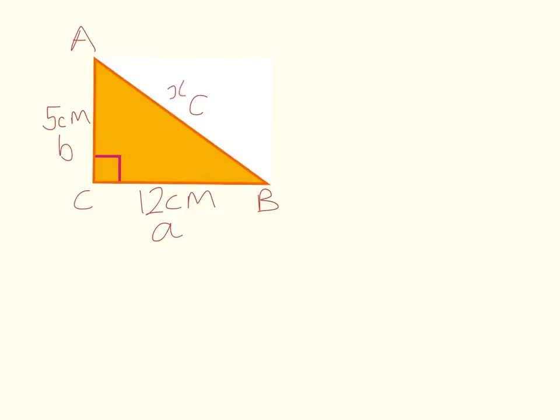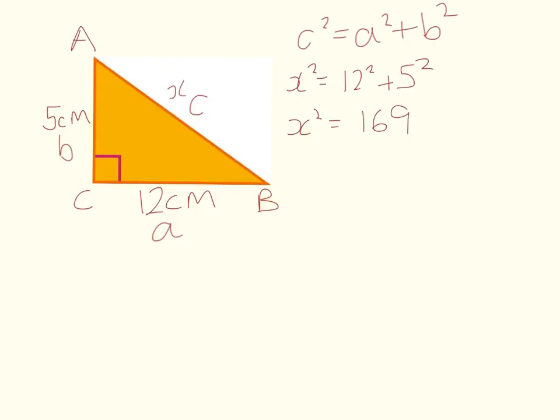So we've labelled our sides. We're going to write down our formula. C squared equals A squared plus B squared. We're now just going to substitute in our values. Our side C is represented by the variable x. So it's going to be x squared equals 12 squared plus 5 squared. If we just tidy it up a bit, x squared is going to equal 169.